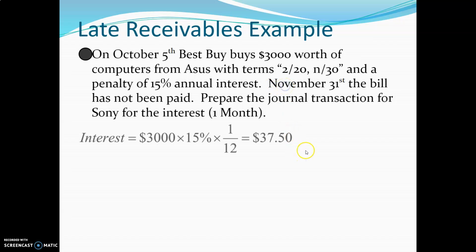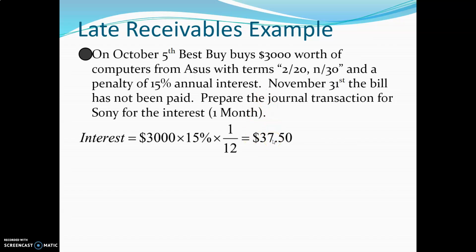In fact, if you're doing this in practice, I'm sure there's a computer system that is tracking the number of days, and it's automatically generated. Where do these numbers come from? Well, the $3,000 is what is owed, and the 15% comes from the annual interest rate, and our 1 out of 12 comes from 1 month after the bill was due, that N30.